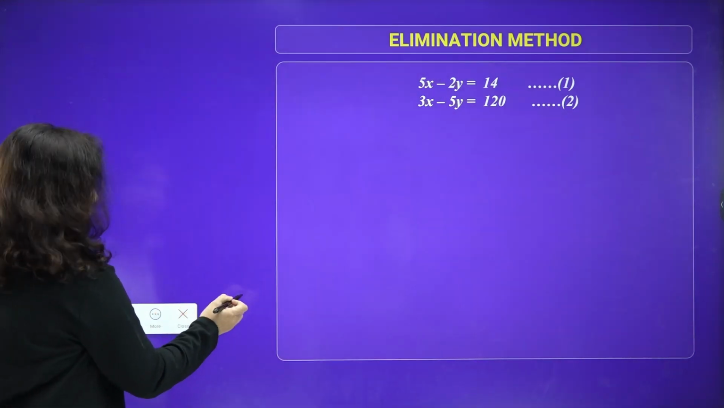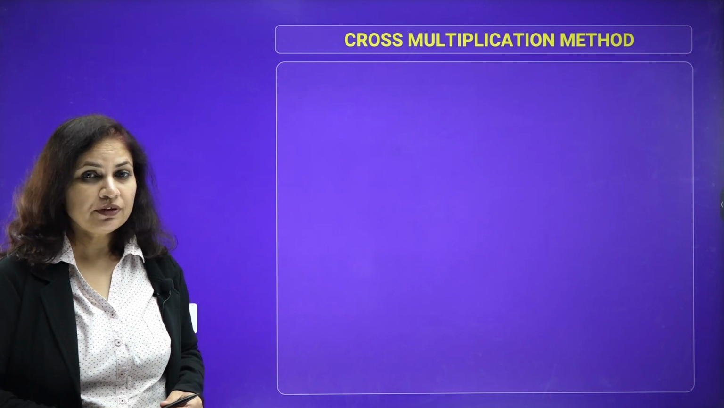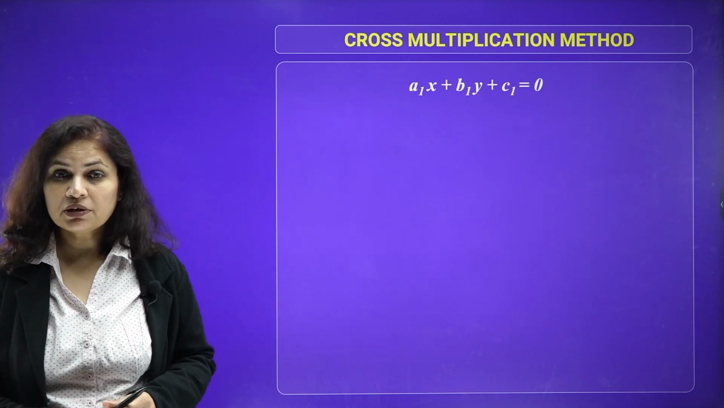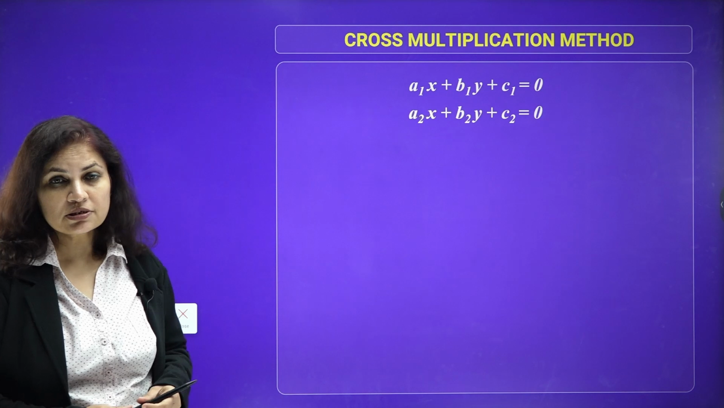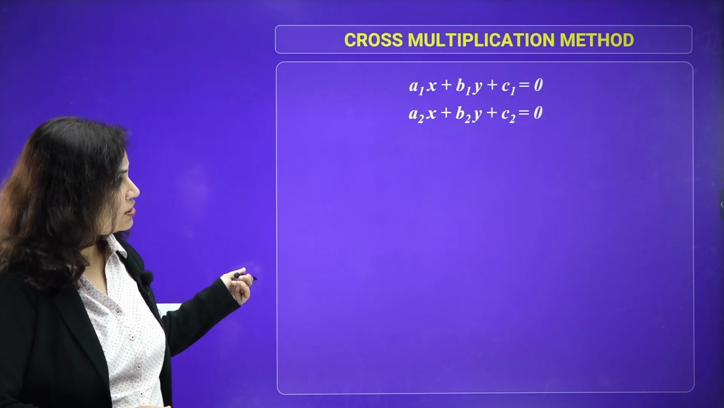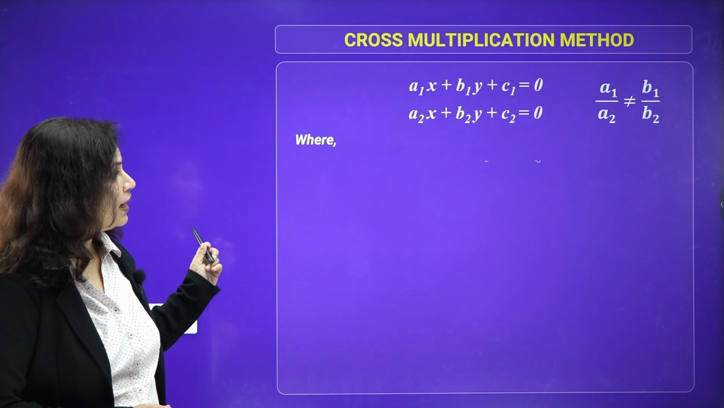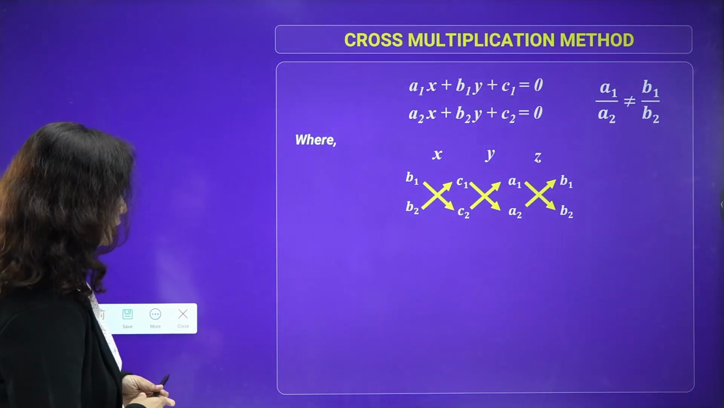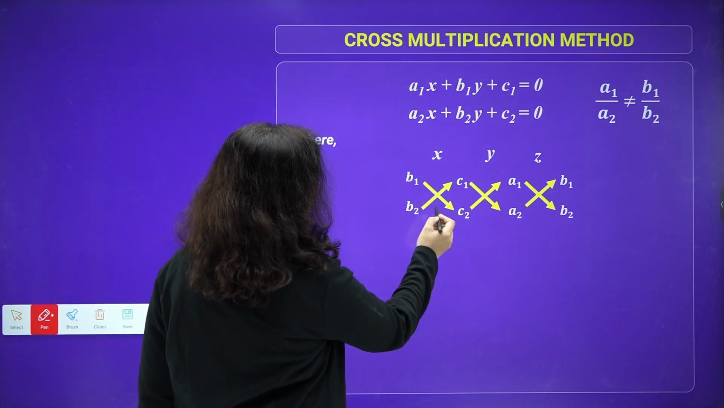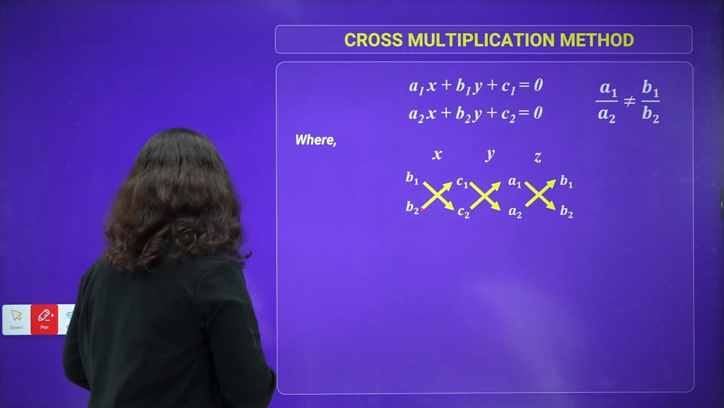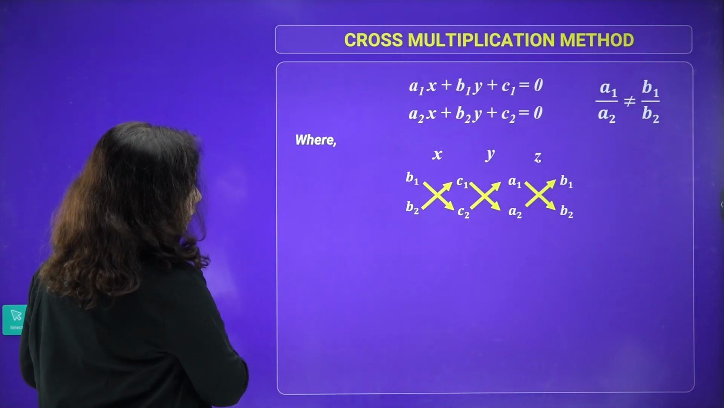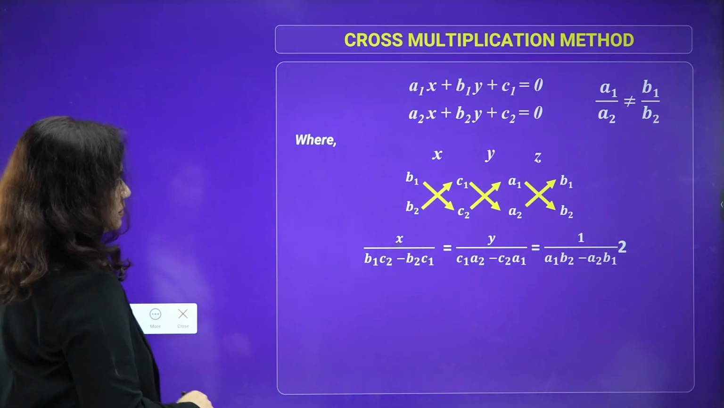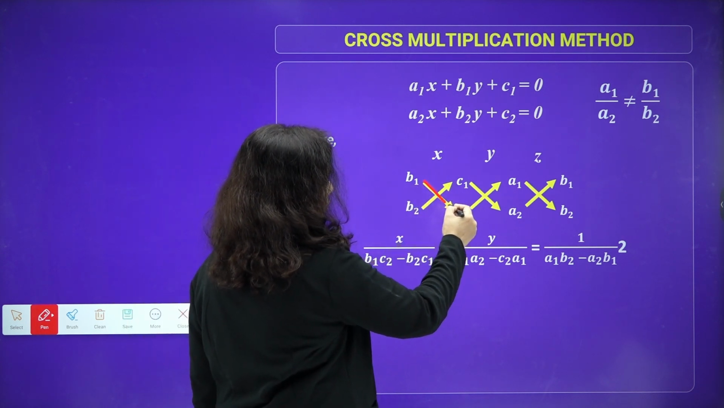Now coming to the next slide, the next method for solving a pair of linear equations in two variables is the cross multiplication method. Now let us see how this works for a set of linear equations in two variables. Given two linear equations, we need to cross multiply the coefficients and look at the order in which they are cross multiplied. B1 is multiplied by C2 and B2 multiplied by C1. So we have the formula x upon B1 C2. Just look at this pattern, x upon B1 into C2.